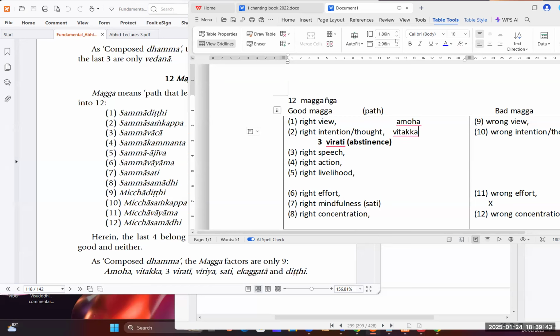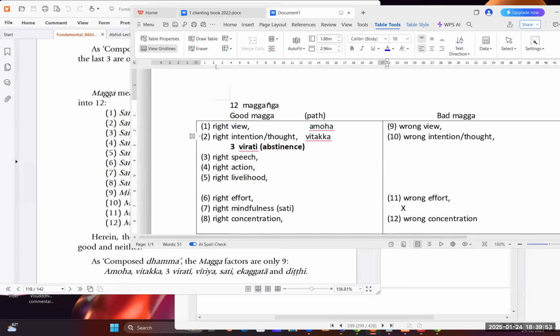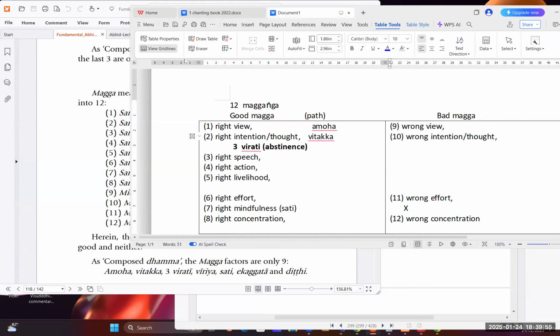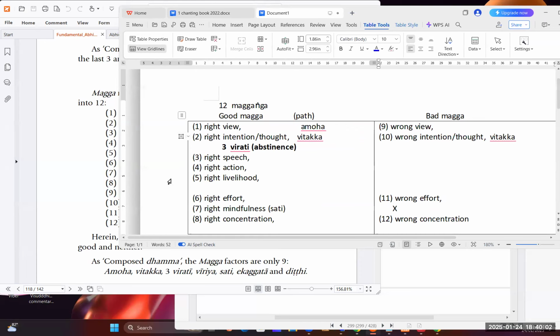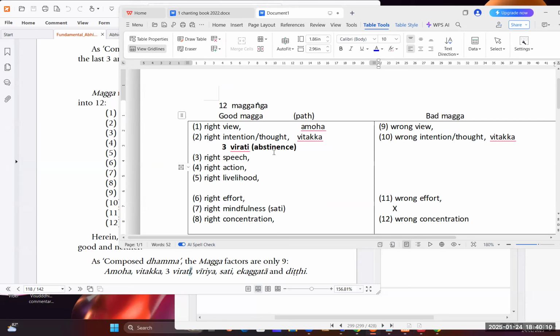So besides this one, how about wrong intention? Is it also vitaka, brotherly? Yes, it's actually also wrong vitaka. Okay. So you got the first ones, amoha and vitaka. Now three virati. We already saw three virati. Now next one, viriya.